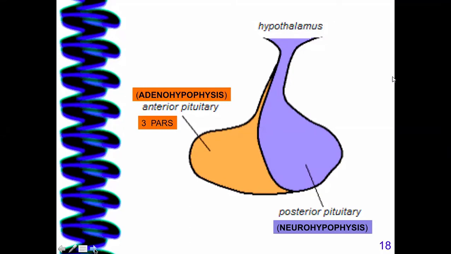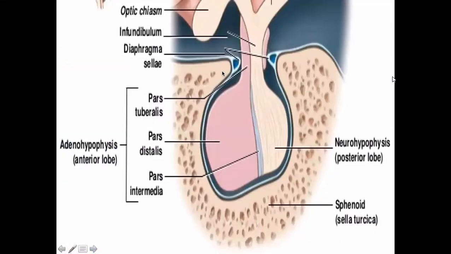Okay, so what are the 3 pars? We have the pars tuberalis, the upper part. We have the pars distalis and the pars intermedia. Okay? So the adenohypophysis has 3 parts. We have the pars tuberalis. We have the pars distalis.